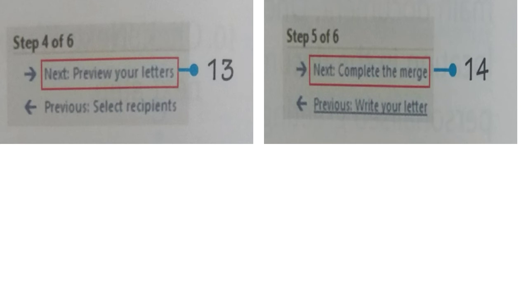Click OK in the dialog box and then Next: Preview your letters in the Mail Merge task pane. This will display each letter and allow you to check for errors. You can make further changes to specific letters at this stage if needed. Click on Next: Complete the merge in the Mail Merge task pane.